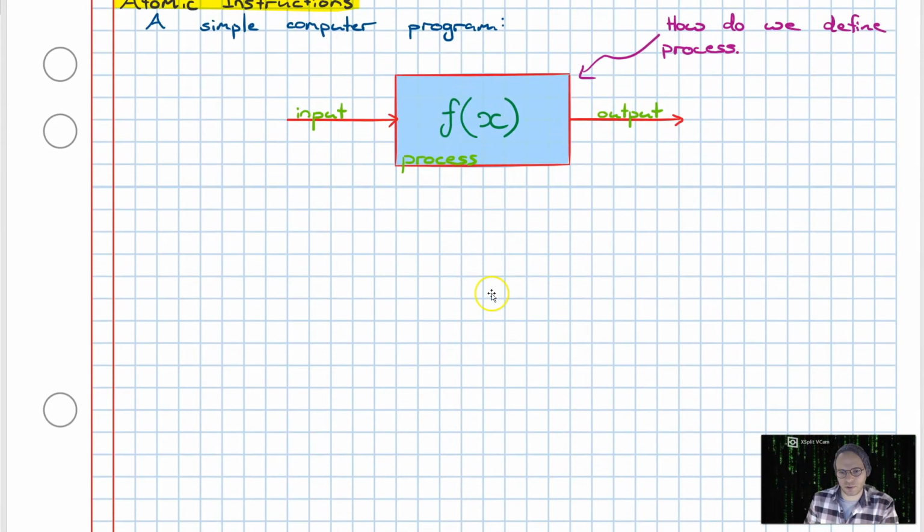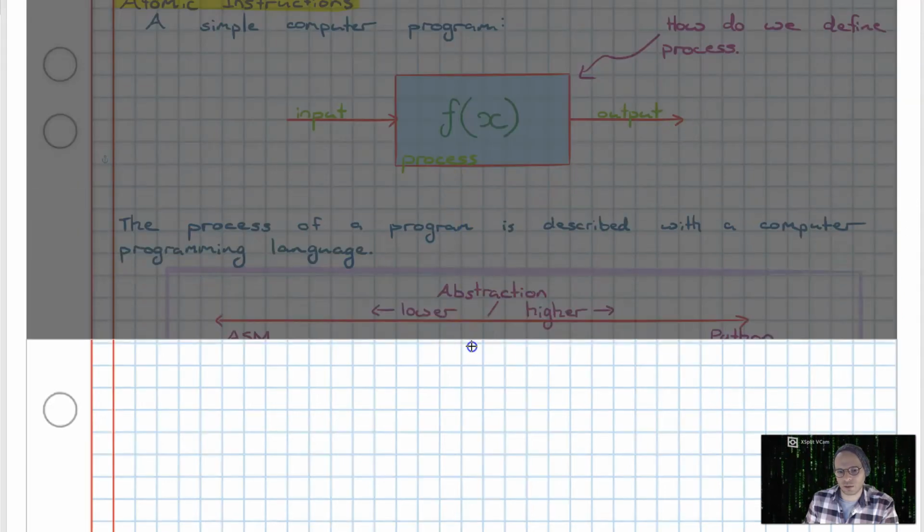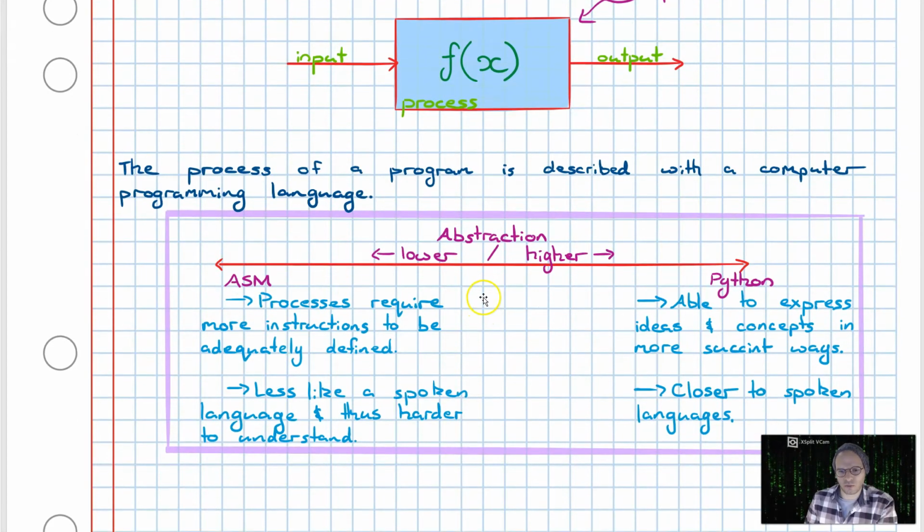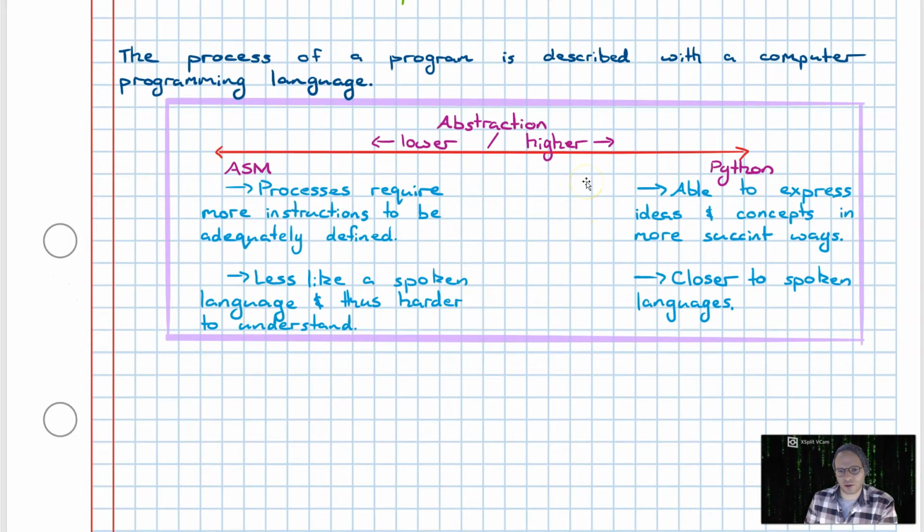Now, following on from our previous lesson, we were having a look at computer programming languages. Typically speaking, we use a computer programming language to be able to define a process, of which we have different sorts of programming languages. We have languages that are low in abstraction, so they're closer to what the computer processor might communicate in. So we've got an assembly language. The complexities of using a computer assembly language is such that processors require more instructions to be adequately defined. And furthermore, they're less like spoken languages and therefore they are harder to understand.